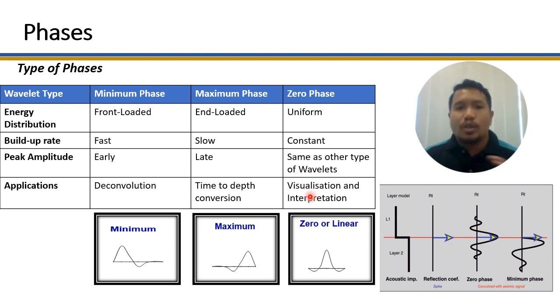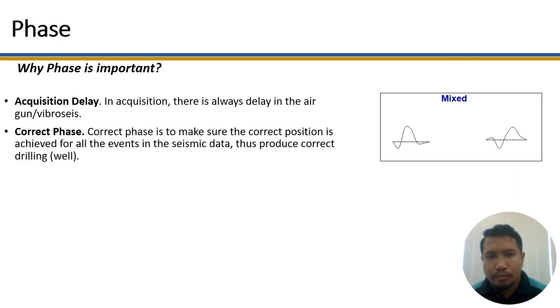Generally, all types of phases have their own function and usage, especially in seismic data processing for minimum and maximum phase. While the zero or linear phase is commonly used for seismic data interpretation and visualization and also attribute analysis. Basically, phase is very important in seismic data because it allows us to accurately locate seismic events and to produce high resolution images of the subsurface.